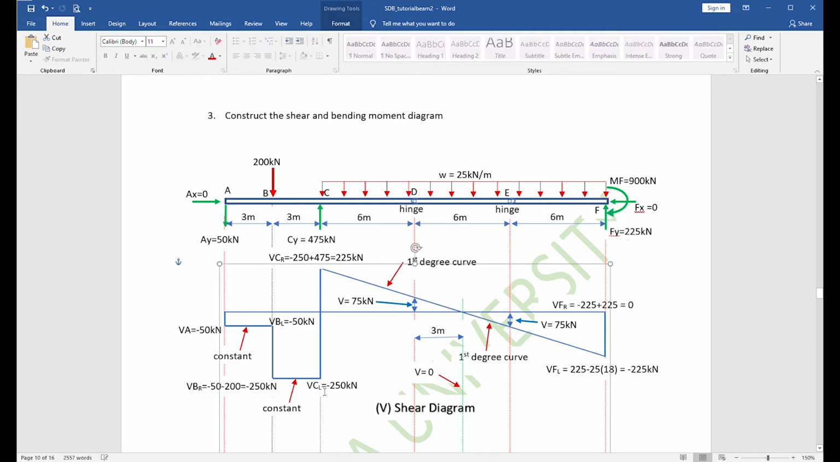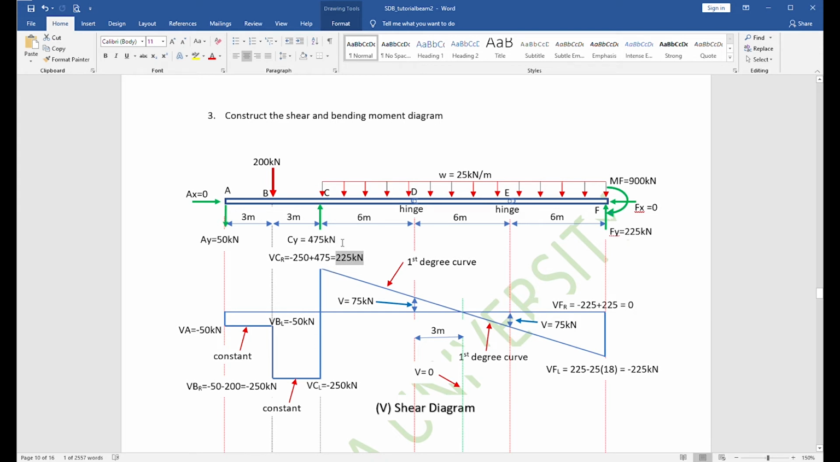Then we solve the shear just to the left of point C. So since there's no change in load between B and C, constant pa rin. No? Walang pagbabago yung shear natin, ibig sabihin. So nananatili siyang negative 250 kN. Okay, so just to the right of point C, paano naman natin makompute yun? That is equal to shear just to the left of point C, which is negative 250 kN. Then we will add C1. Ano yan? Upward force. So, ibig sabihin, add ang gagamitin natin. Okay, so that is equal to 225 kN.